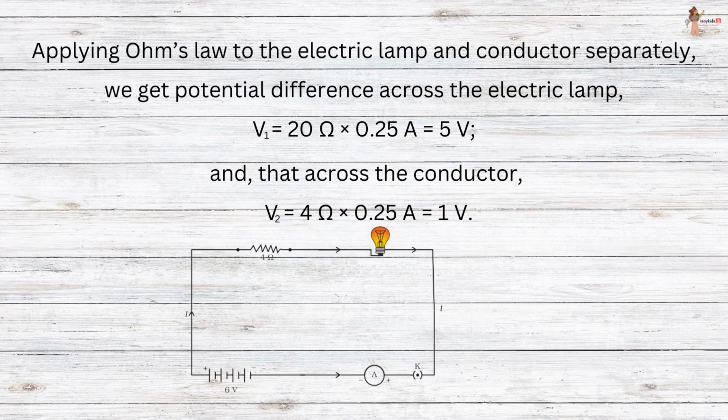Applying Ohm's law to the electric lamp and conductor separately, we get potential difference across the electric lamp V1 equal to 20 ohms into 1 by 4, that is 0.25 amperes, which is 5 volts. That across the conductor would be V2, which is equal to 4 into 0.25, which is 1 volt.